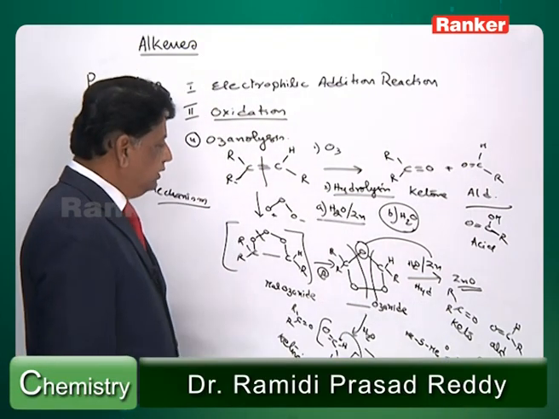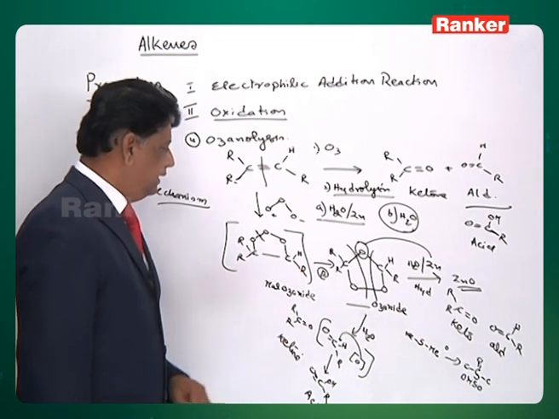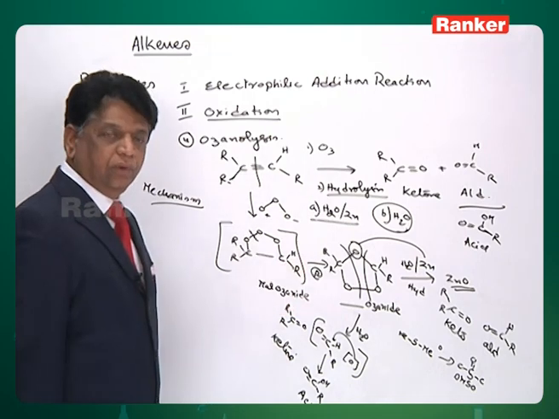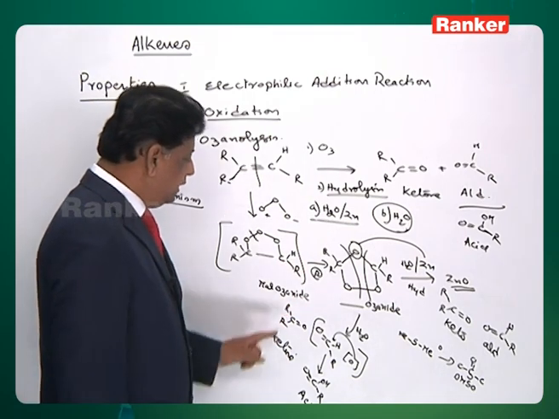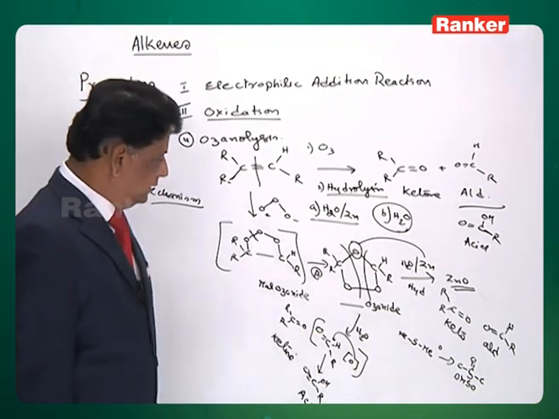So there are 2 different slight variations at the second stage, that is the hydrolysis stage, but adding ozone is common, and getting the ozonide is also common. So this is called oxidative ozonolysis, and using zinc is called reductive ozonolysis, right.